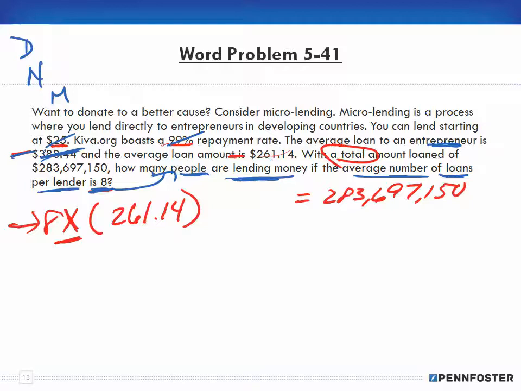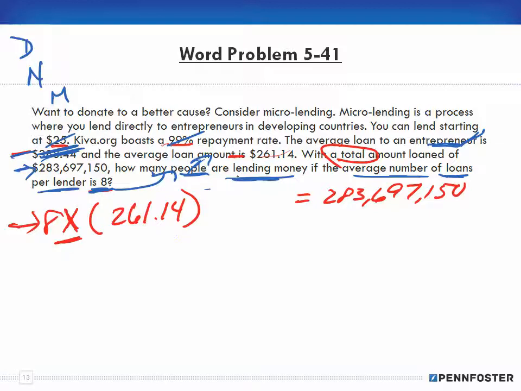When I read this, it started in the back of my head, and I had to stop, with a little glitch there, because I was thinking, okay, an average loan to an entrepreneur is the person borrowing, and the average loan amount is the total amount that they're borrowing. Well, that didn't equate to me. That's because the 388 has nothing to do with this problem. So with a total amount loaned of the 283 million, how many people are lending?